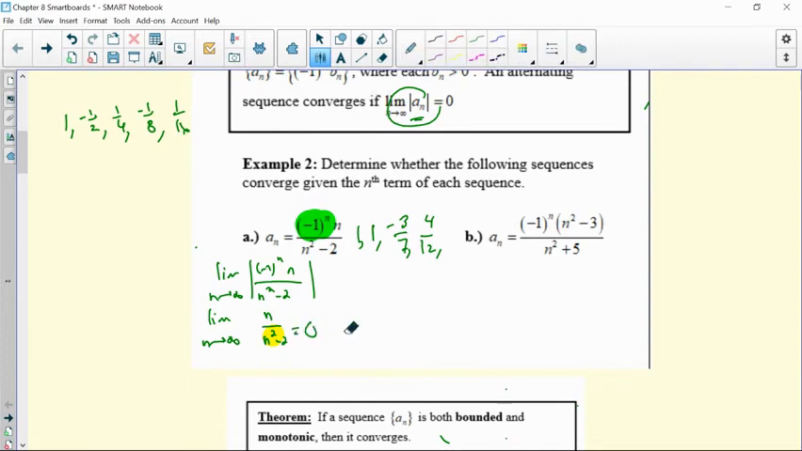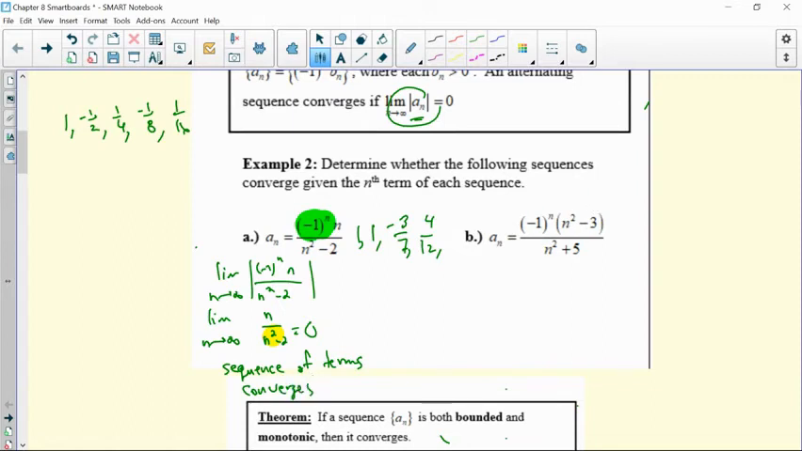So if it goes to 0, then we know that the alternating sequence of terms converges. So we could say the sequence converges, or sequence of terms. I like to use that because it just talks about the terms themselves, not necessarily the whole summation.